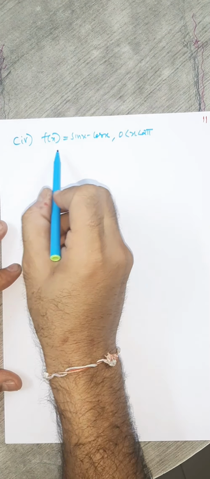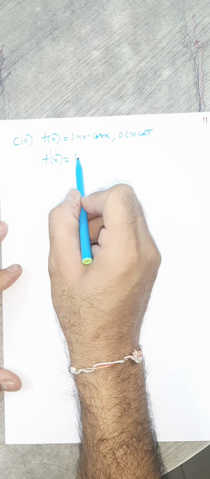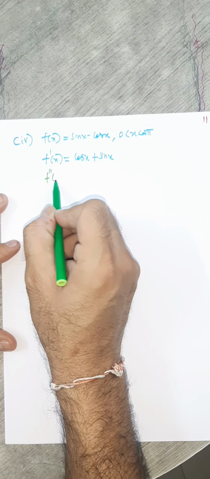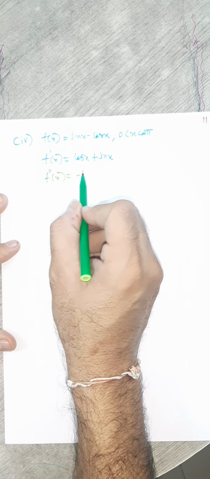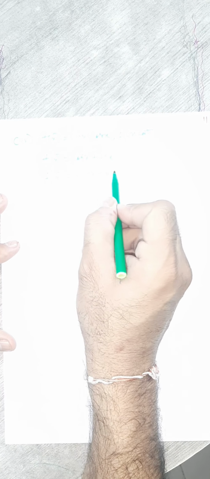Next question. You have this function. So what we do first, we differentiate it twice. Derivative of sine is cos, derivative of cos is minus sine. So plus sine x. Again differentiation. So f dash x equals to, here you have minus sine x. Here we have derivative of sine is cos x.